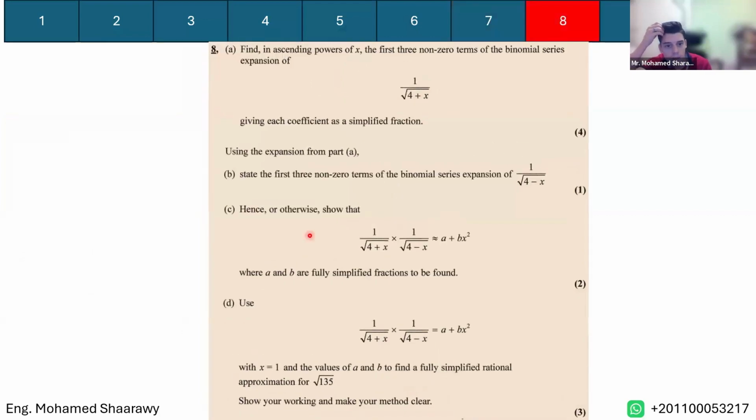Alright, in question 8, it says find, in ascending powers of x, the first three non-zero terms of the binomial series expansion, giving each coefficient as a simplified fraction.